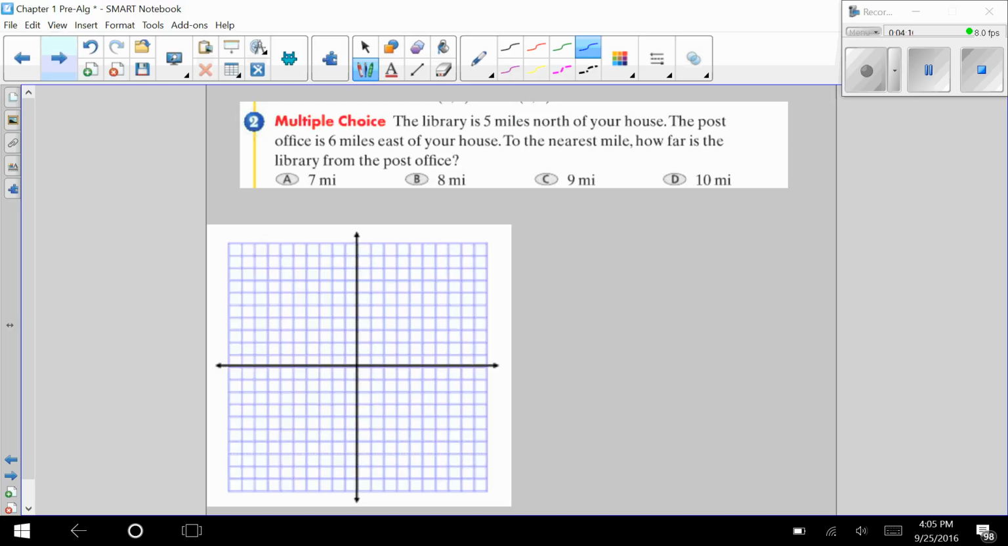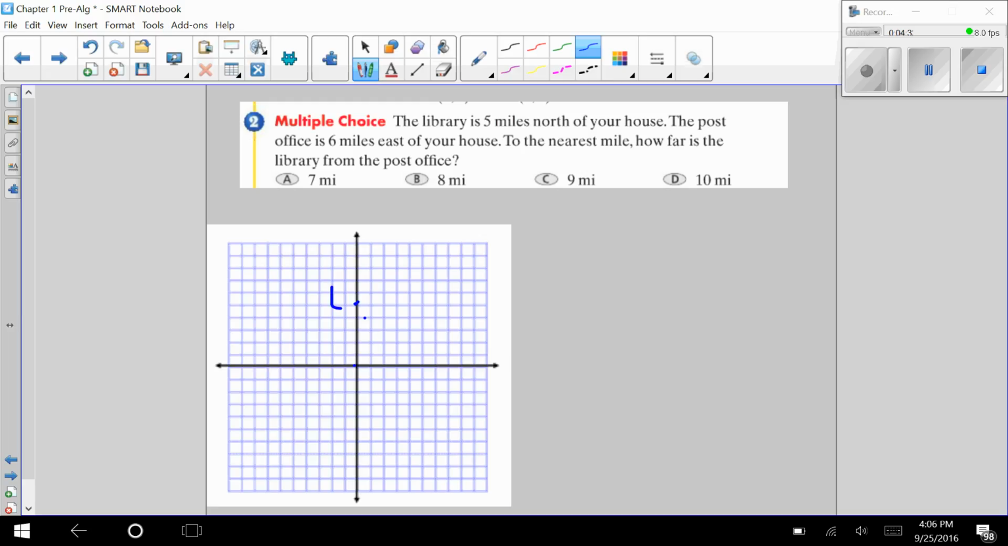Now for a word problem. The library is 5 miles north of your house. The post office is 6 miles east of your house. To the nearest mile, how far is the library from the post office? Let's make the origin your house. 5 miles north would be 5 miles up. There, right there, is your library.